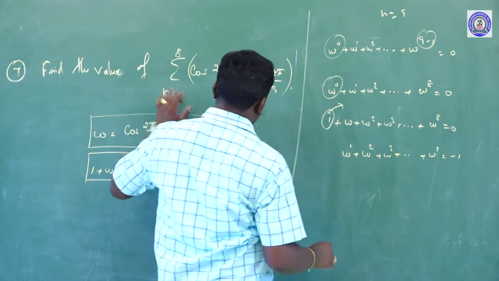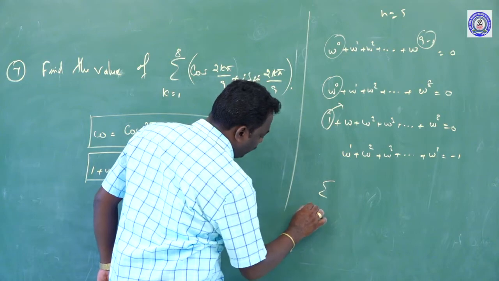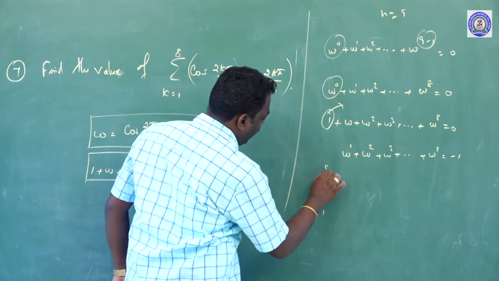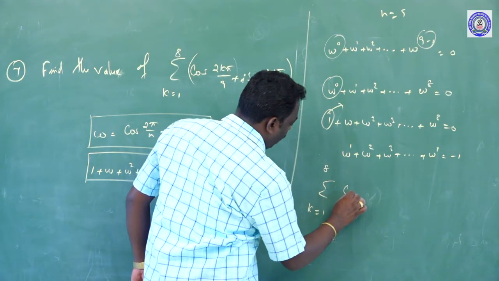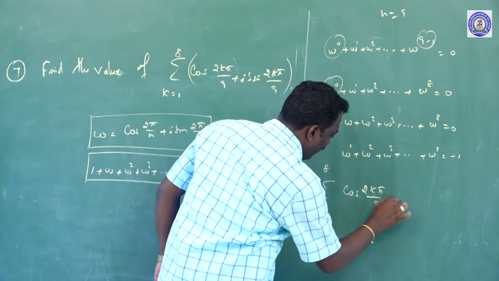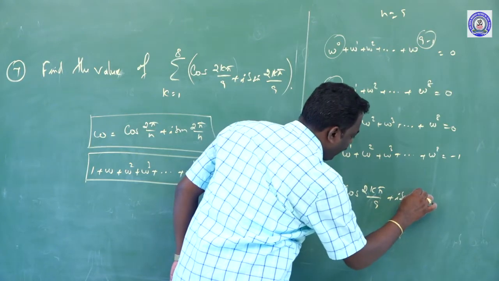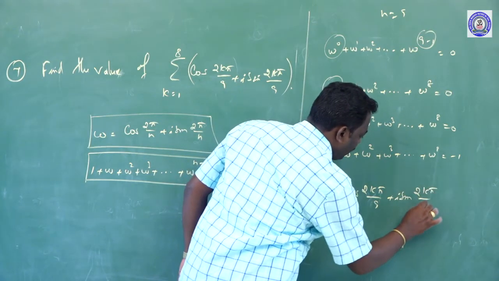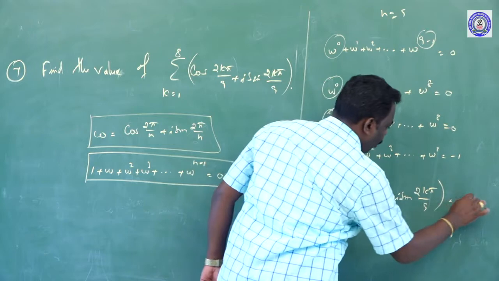So now write the summation, k takes values 1 to 8, of cos of 2k pi by 9 plus i into sin of 2k pi by 9 within the bracket, that is equal to minus 1.